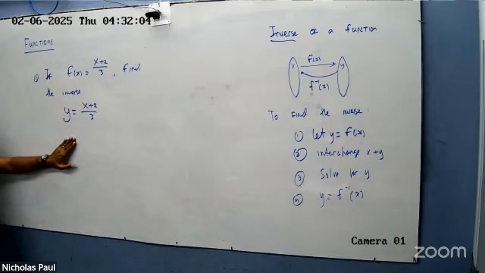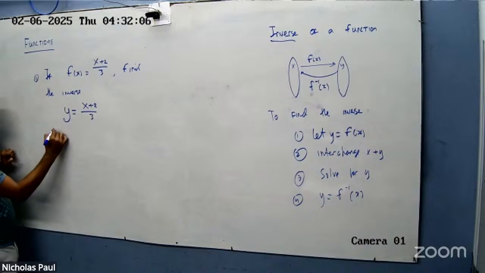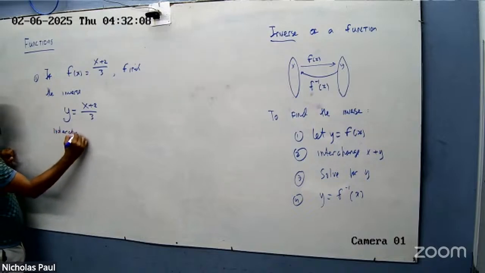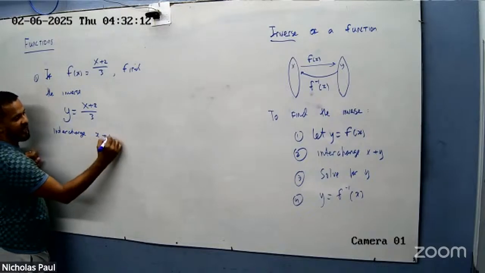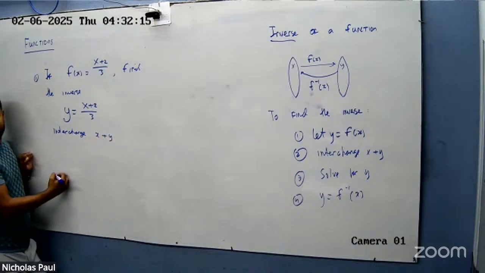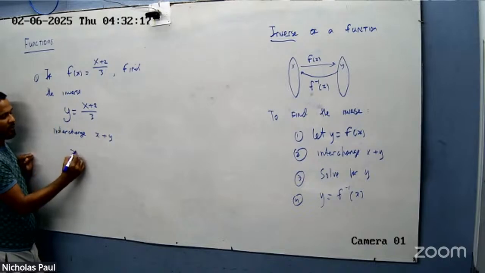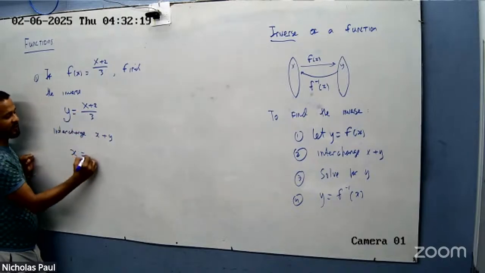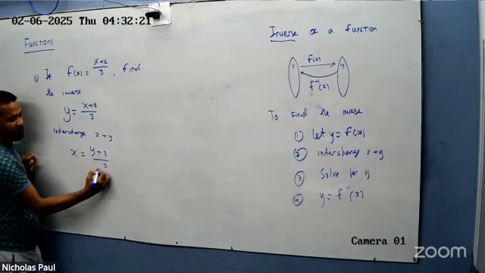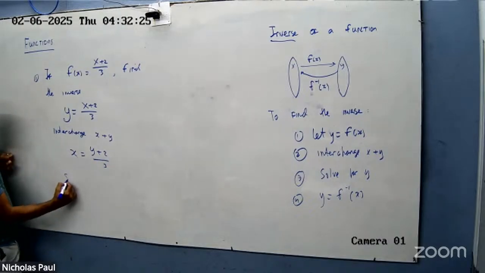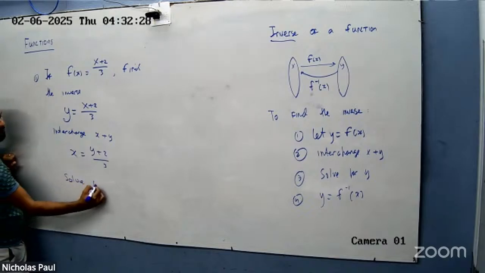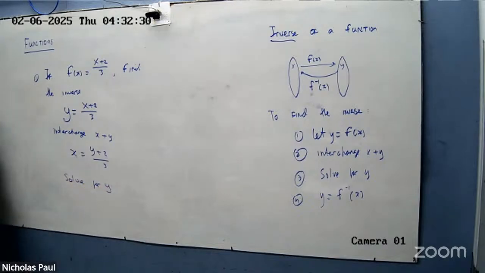That's step one. Step two is interchange. Notice I'm writing it here. So interchange x and y. All that means is this, Dimitri: wherever I have y, write x; wherever I have x, write y. What's the next step? There's the hardest step: solve for y. What does that mean? Solve for y means make y the subject of the formula.